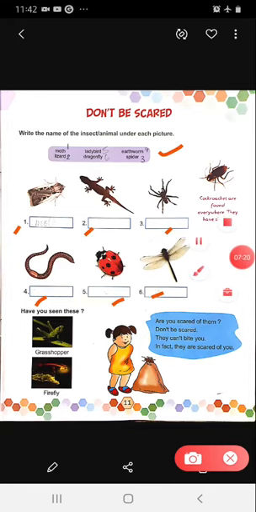Okay, so one by one we discuss all animal names. Okay, first picture is moth.